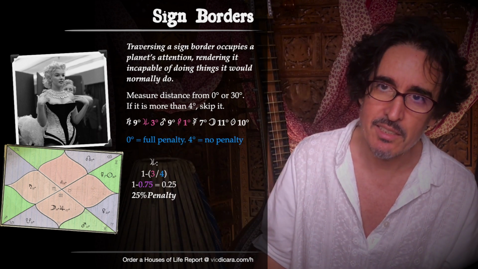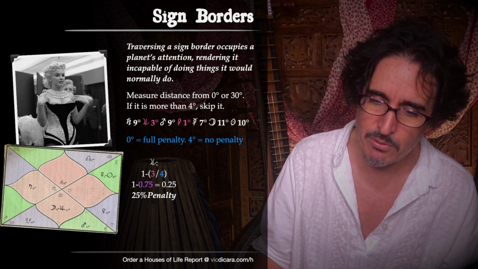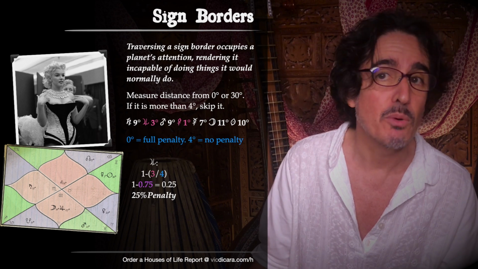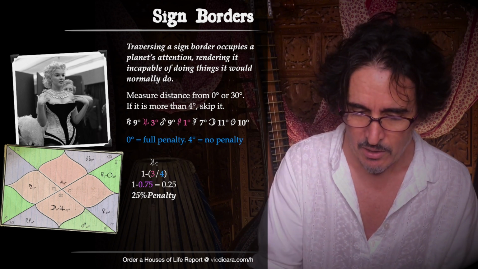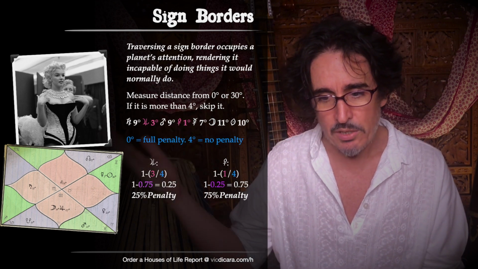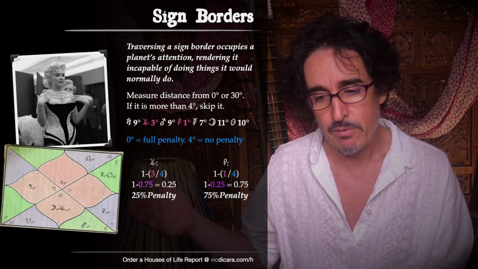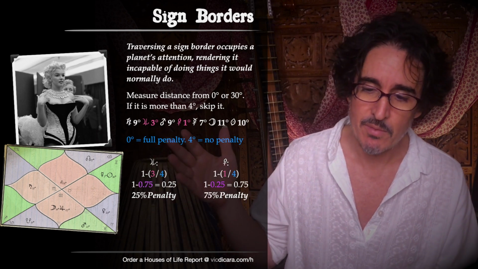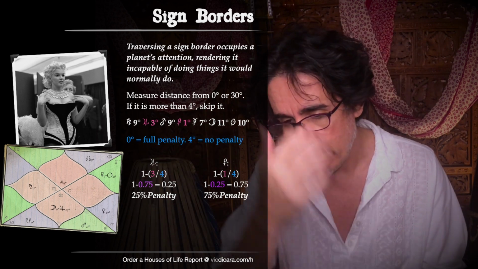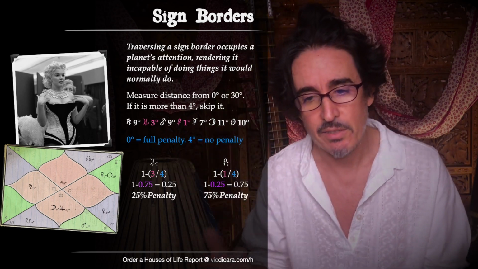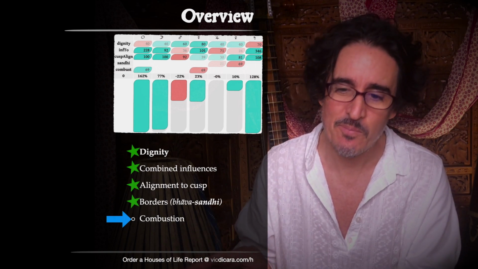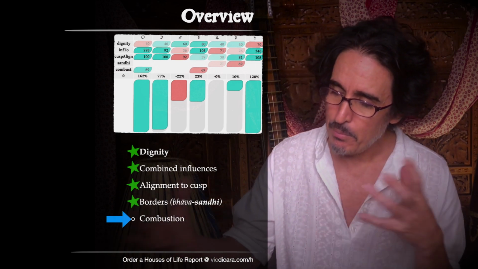The amount of penalty that Jupiter suffers from being 3 degrees away from the border is 25% of what it could possibly suffer. Whereas with Venus, it'll be the opposite. It's 1 degree away from the border, so 1 divided by 4 is 0.25. And 0.25 subtracted from 1 is 0.75, so Venus has a 75% penalty. I'll show you what we're going to do with this at the end. At the end, we're going to put all these things together.